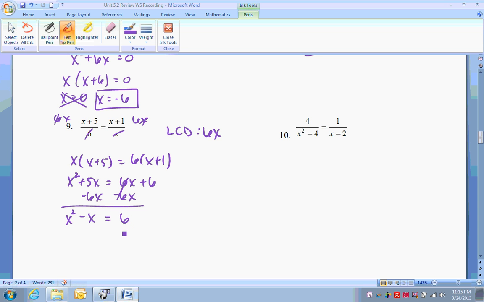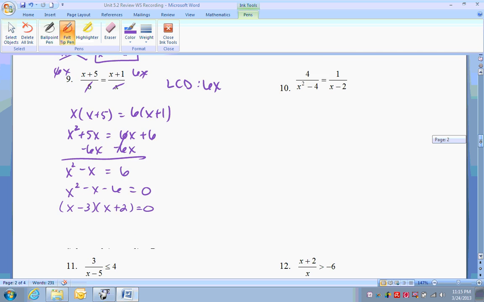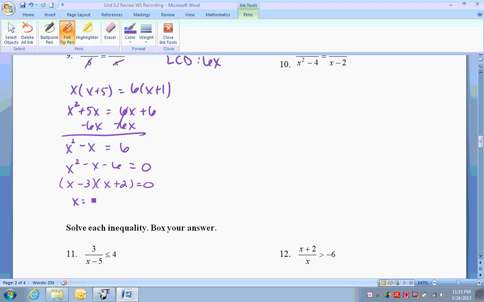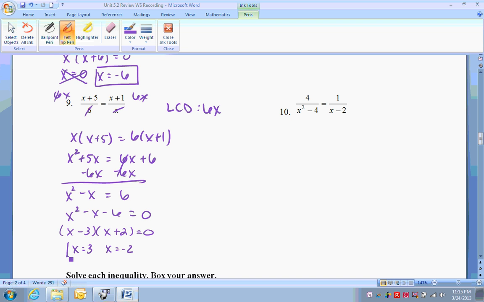Because there's an x squared term, I'm going to bring that 6 over to the other side. And when you factor this, it factors into x minus 3 times x plus 2 equals 0. So we get the answers of x equals 3 and x equals negative 2. And remember, always, always, always go plug those back into your equation. And in this case, they both do work. So x equals 3 and x equals negative 2 are my answer to number 9.